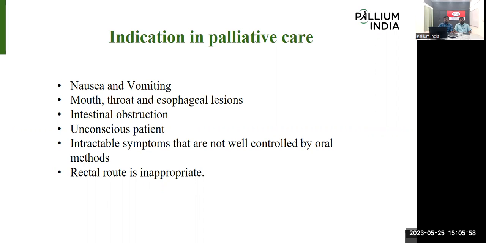In such conditions, for symptom management, if we need to give any injection form of medicine, we can give it subcutaneously. And for maintaining the hydration level, we can rehydrate subcutaneously. Then if a patient is suffering with a throat or esophageal lesion or any ulcer in the mouth and throat area, they cannot swallow food or medicines, so we can use the subcutaneous route.